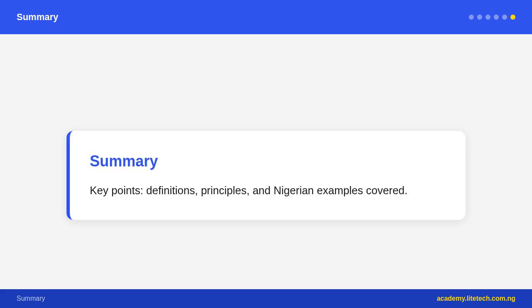WAEC chemistry regularly tests electronic configuration writing, identification of errors in given configurations, and the reason why certain configurations represent ground state versus excited state atoms.